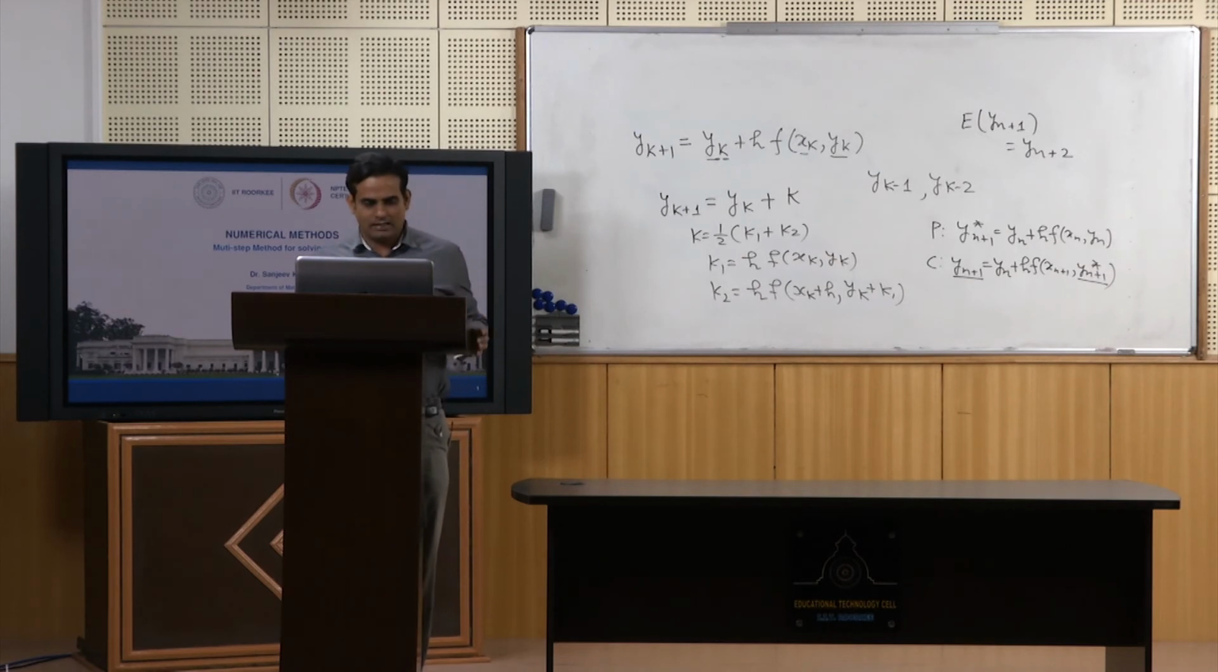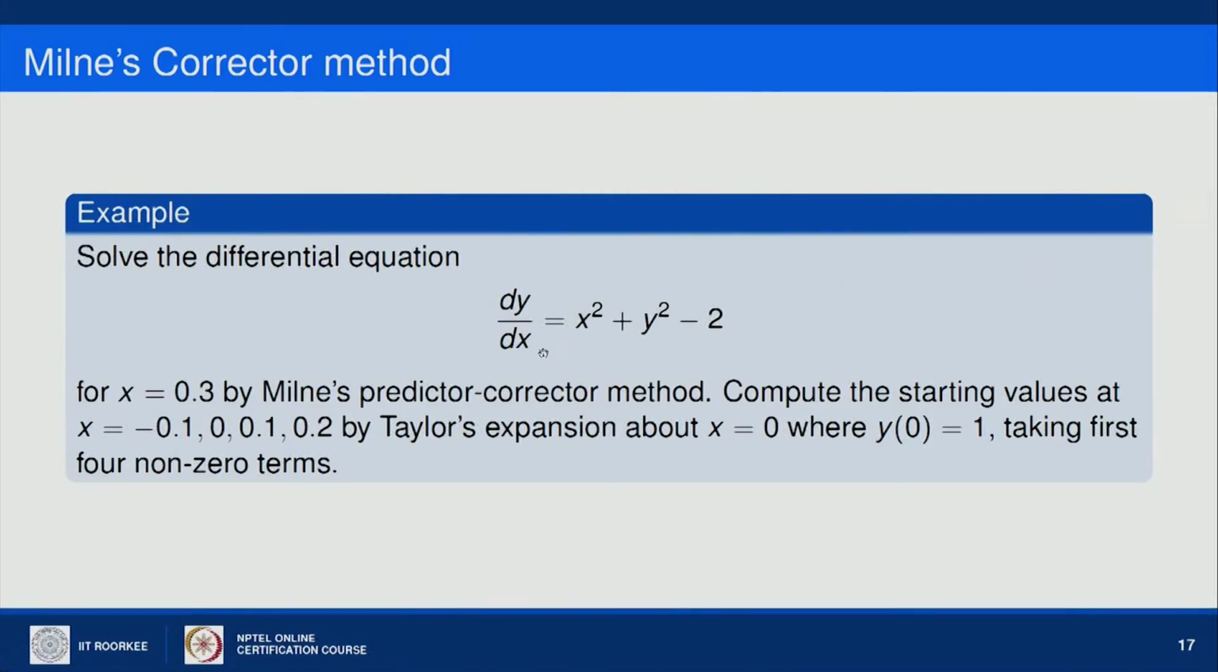So let us take an example. We need to solve the differential equation dy over dx equals x square plus y square minus 2 for x equals 0.3 by the Milne predictor corrector method. Compute the starting values at x equals minus 0.1, 0, 0.1 and 0.2 by the Taylor expansion about x equals 0, where y0 is 1, taking the first 4 non-zero terms in the Taylor series expansion.